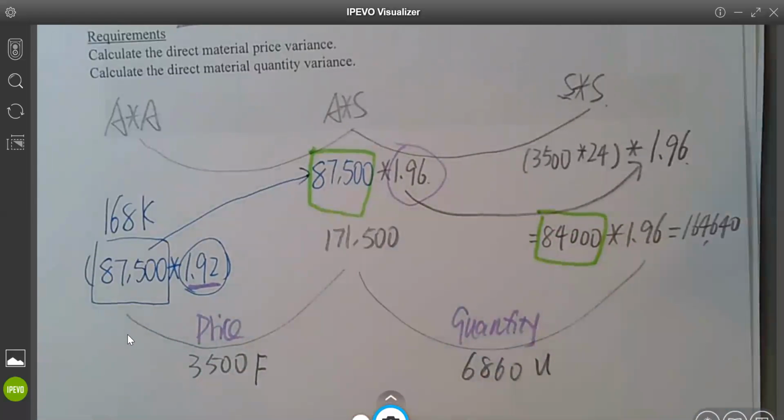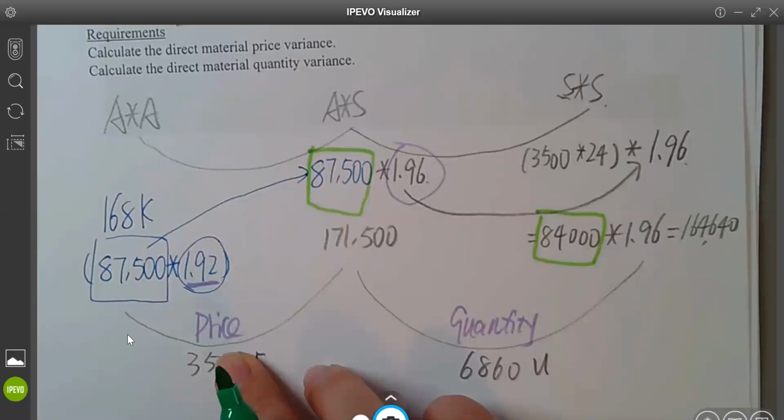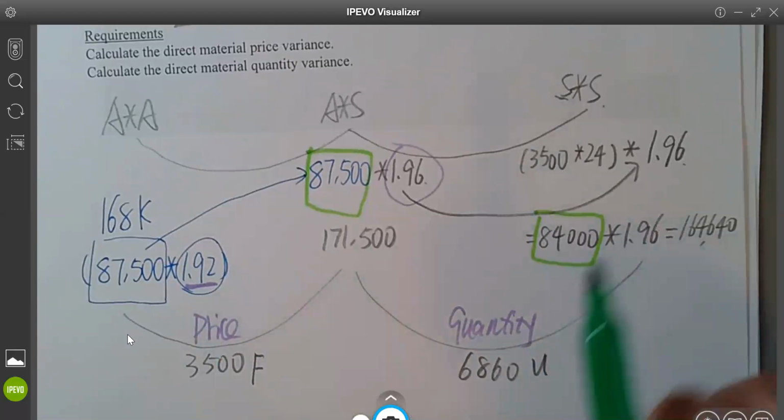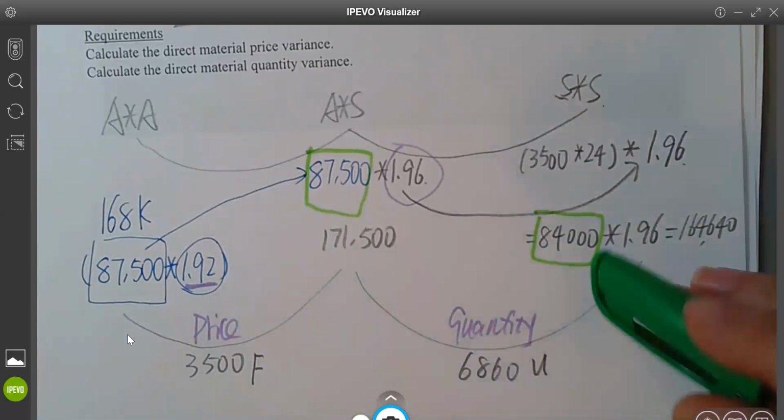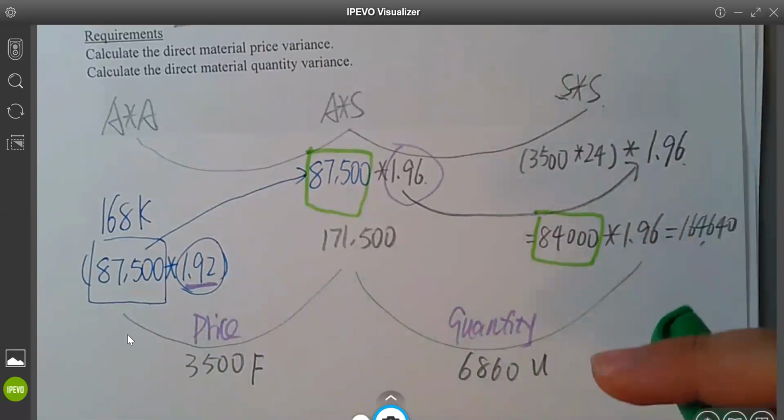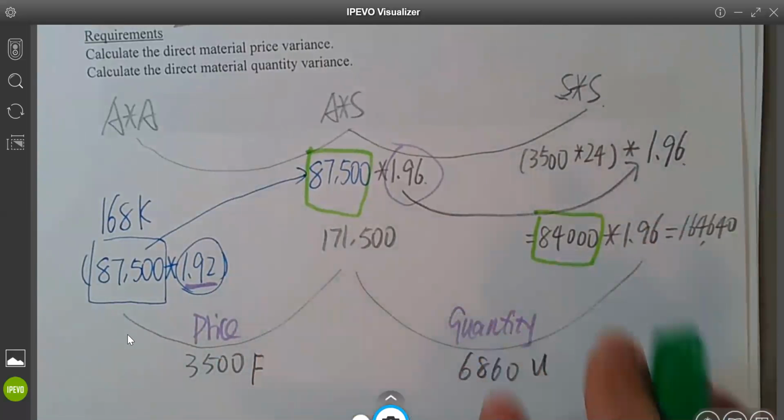I want to review one more time. For the price variance, we should ask the purchase supervisor, right? For the quantity, we should ask the production supervisor. And make sure you go back to your notes to find how to interpret all these variances. But I personally think the calculation makes a lot of sense.